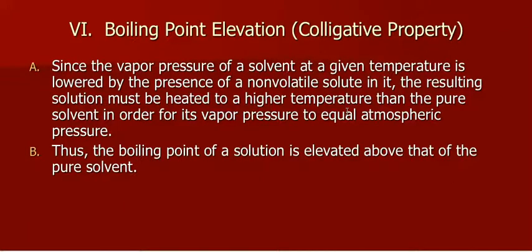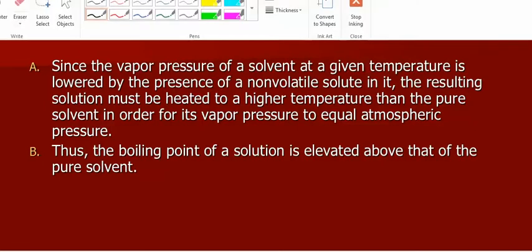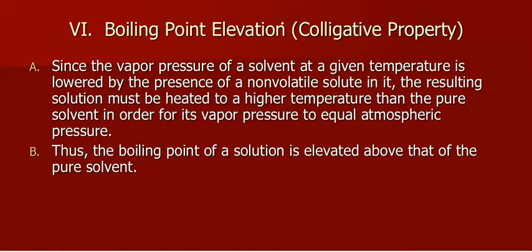Boiling point elevation is a second colligative property. Since the vapor pressure of a solution is lowered, the resulting solution must be heated to a higher temperature in order for it to boil, because a solution will boil when the vapor pressure, which is the pressure pushing upward, is equal to the atmospheric pressure, which is the pressure pushing downward. So the boiling point of a solution is elevated above that of the pure solvent.